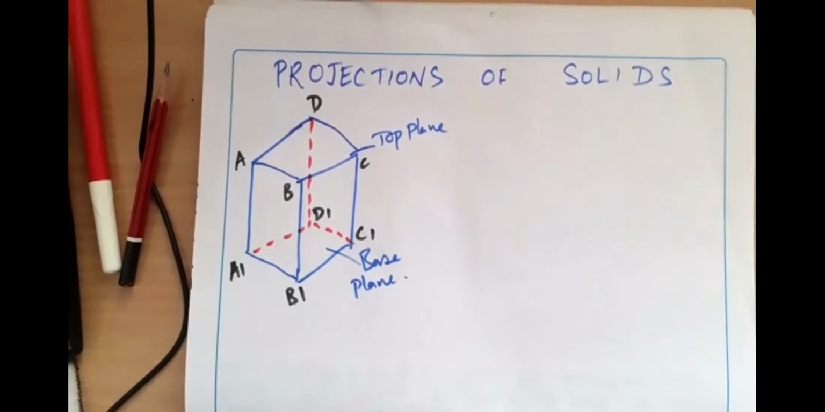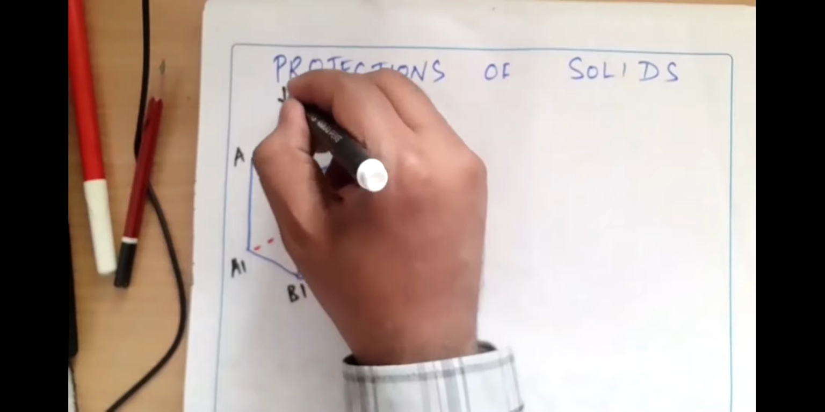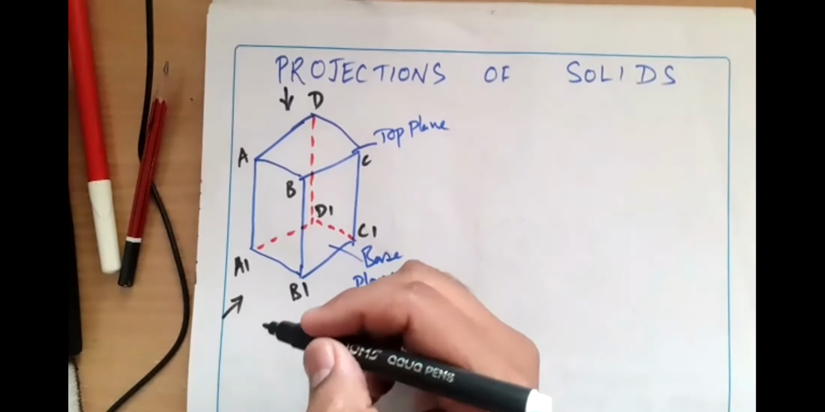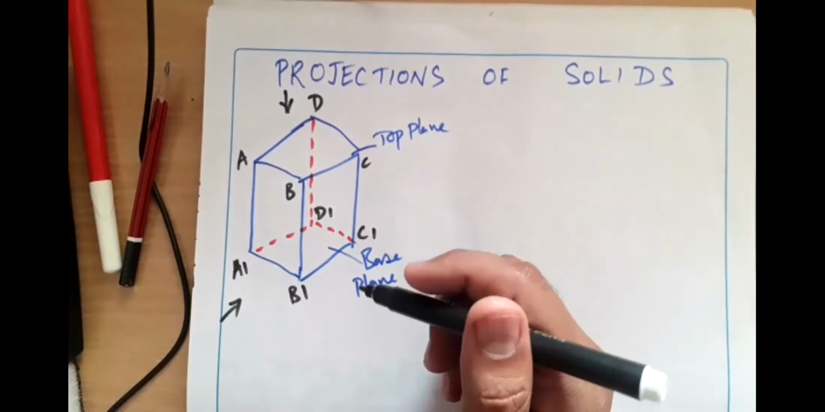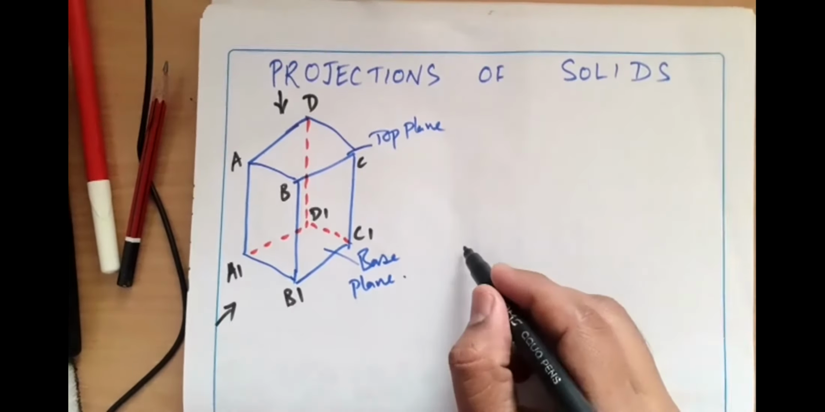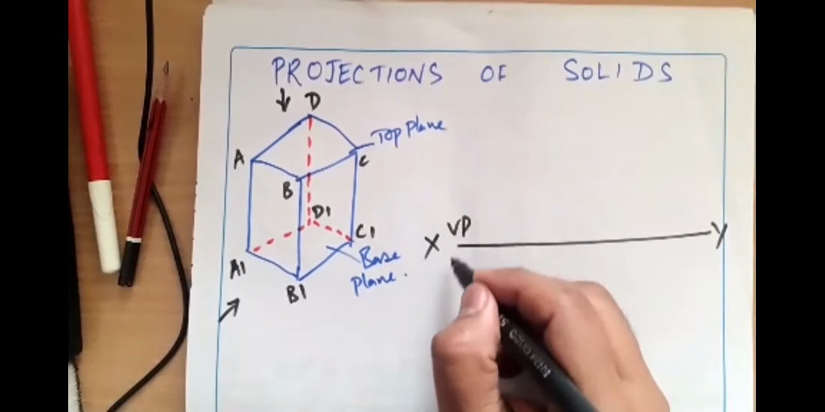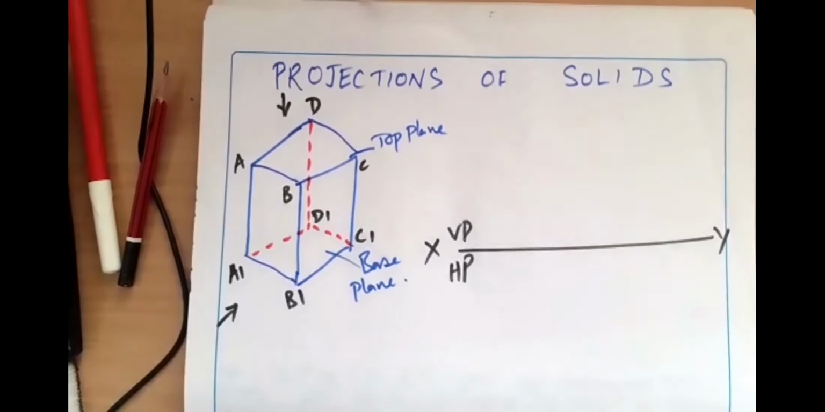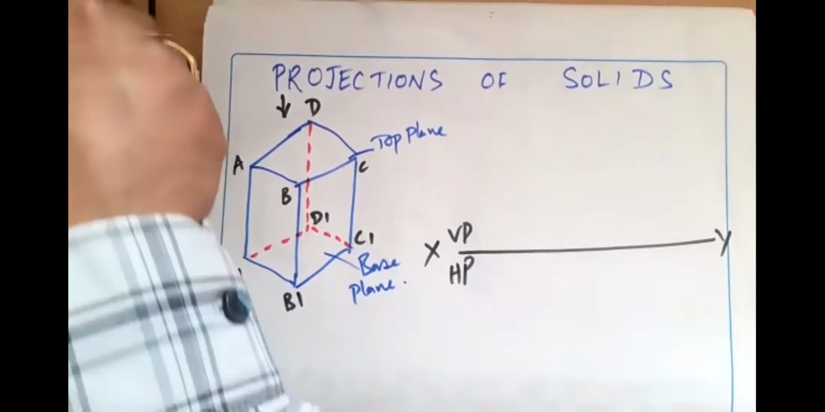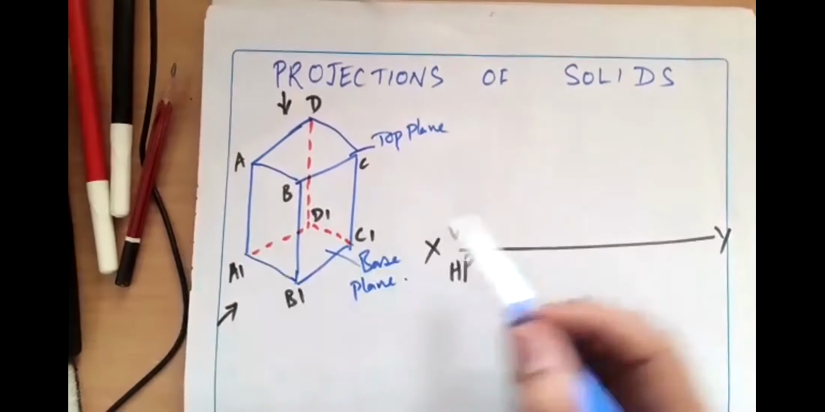Now I have to see this object from the top, as well as from the front, and project it on a plane of projection. So I'll represent an XY line and represent VP and HP. Now, how does this object look in the front view?